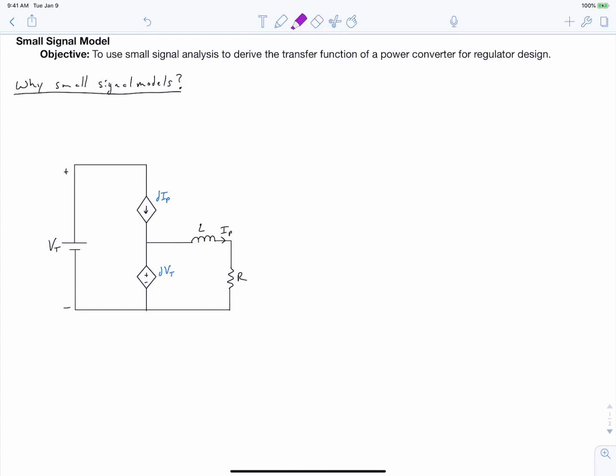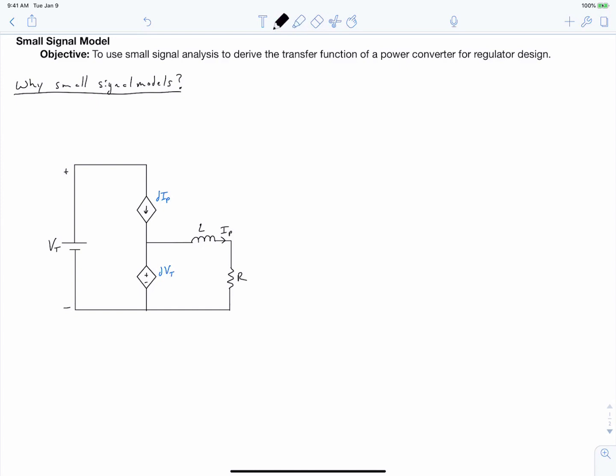So in this video, we're going to talk first about the model for a power converter, how we develop a small signal model to represent the power converter as a transfer function. And then towards the end of this lecture, we're going to provide an example of how you might design a regulator to control your power converter. But in order to get there, we're going to have to develop a small signal model for a power converter. And so the first question is, why do we need to develop a small signal model?